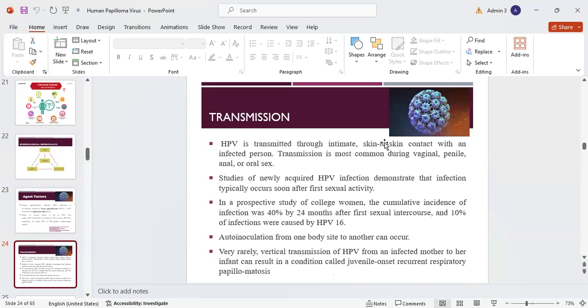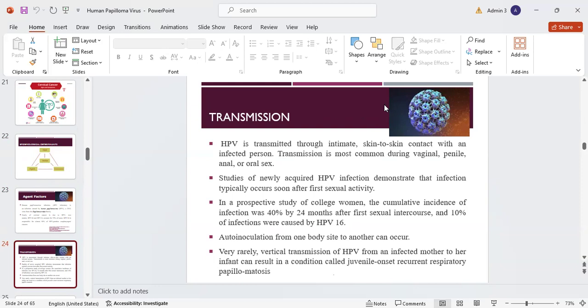Transmission. HPV is transmitted through intimate skin to skin contact with an infected person. Transmission is most common during vaginal, penile, anal, and oral sex. Studies of newly acquired HPV infection demonstrate that infection typically occurs soon after first sexual activity. In a prospective study of college women, the cumulative incidence of infection was 40% by 24 months after first sexual intercourse, and 10% of infections were caused by HPV 16.